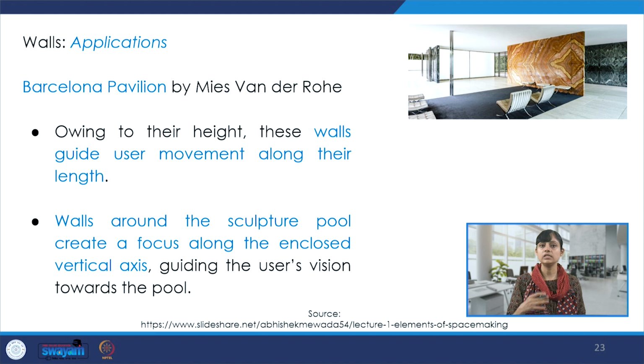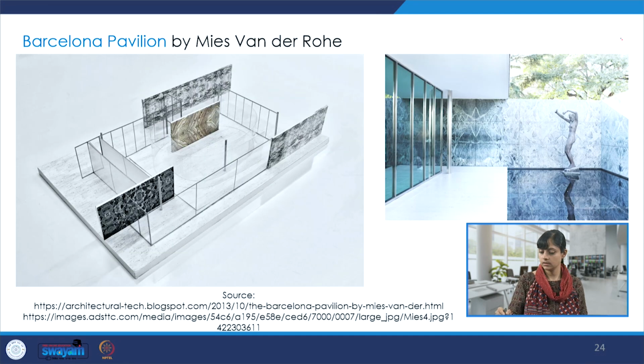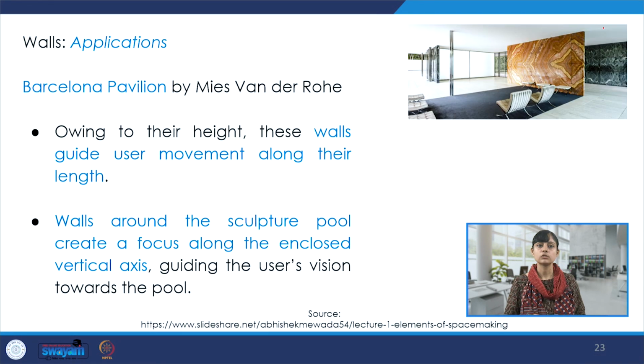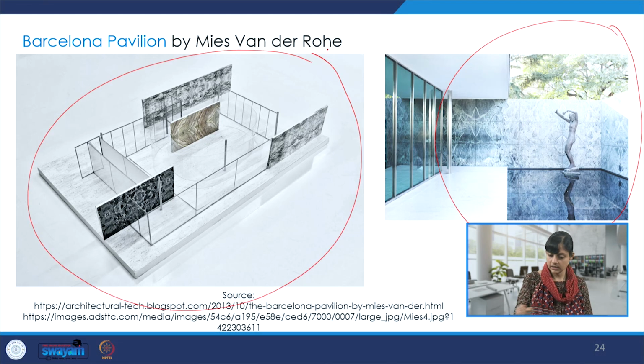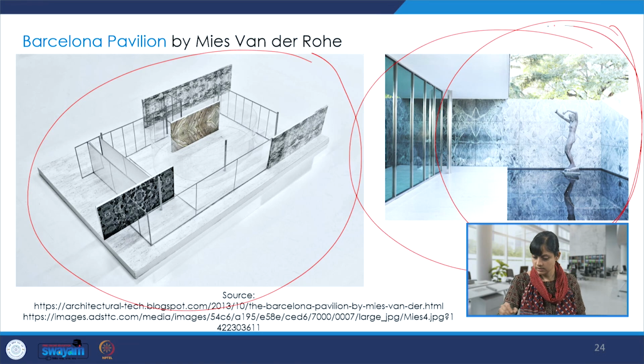The walls around the sculpture pool, we see here the sculpture pool over here. So, the walls around the sculpture pool create a focus along the enclosed vertical axis. This is a render, and we see the details of the sculpture pool, and essentially the entire plan is composed of different kinds of walls which act as planes.